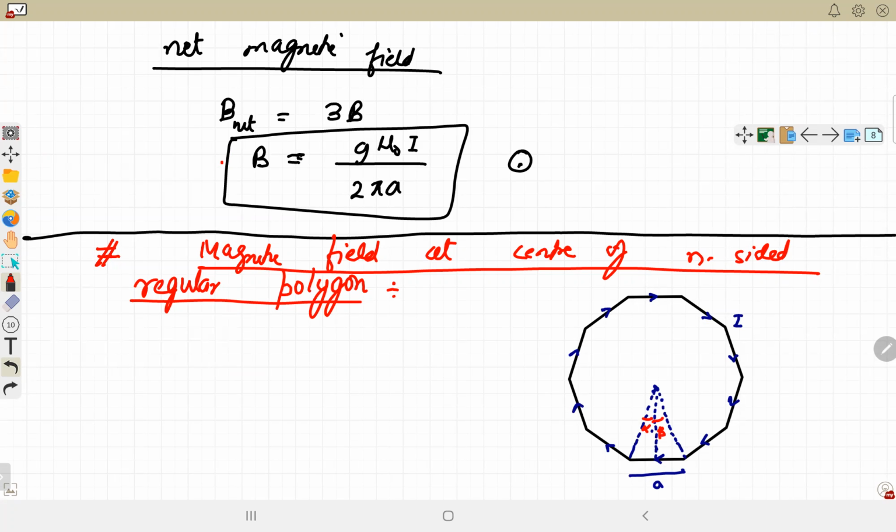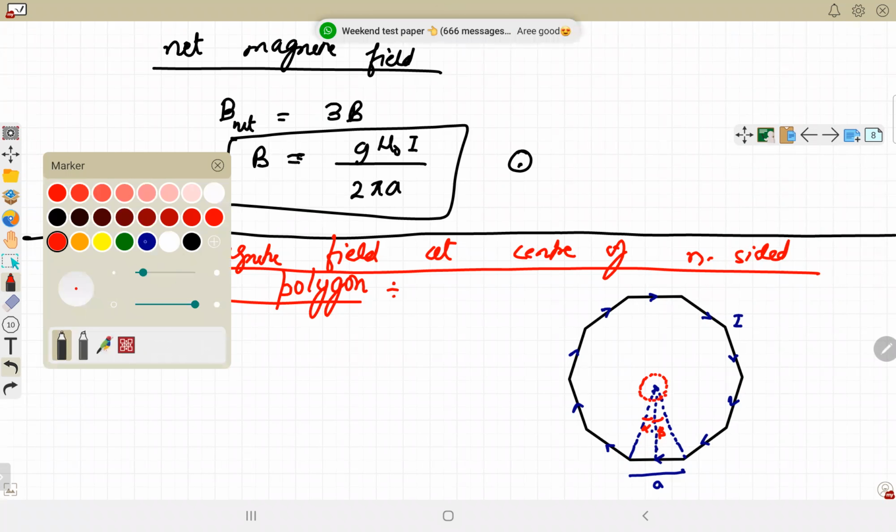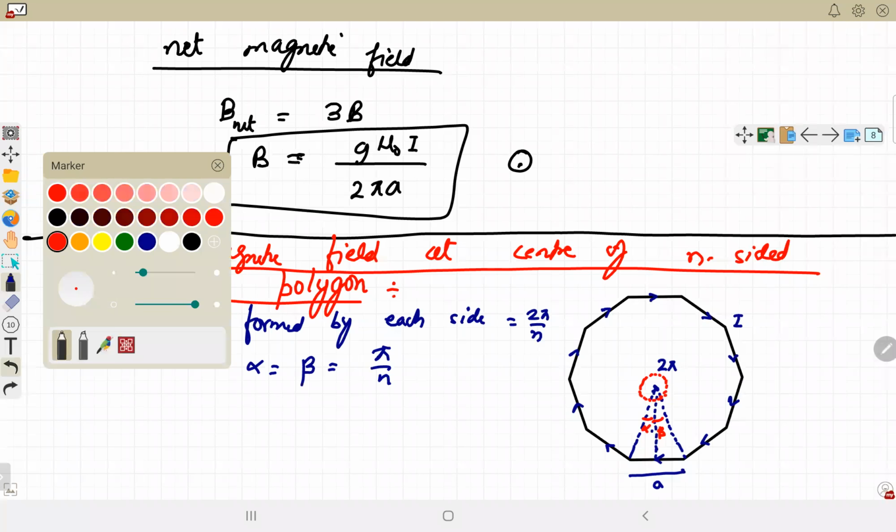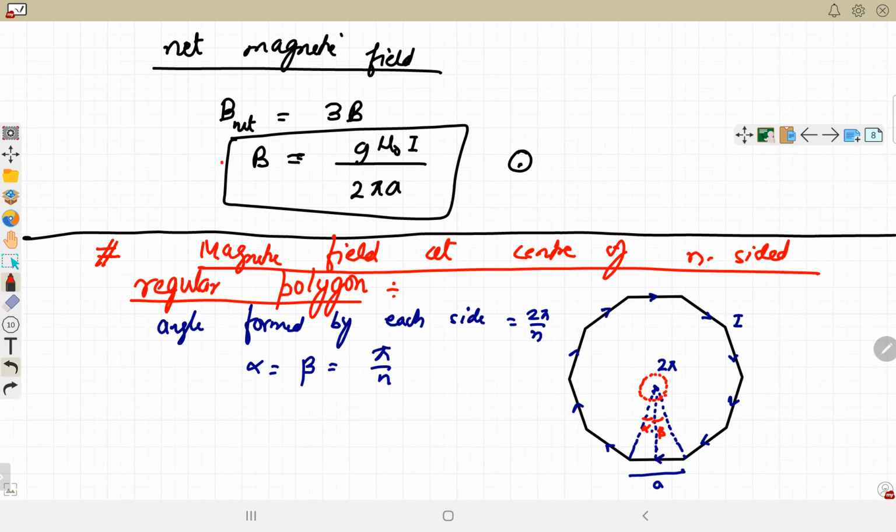What will be angle alpha and beta? Total angle at the center is 2 pi. Since there are n sides, the total angle formed by each side is 2 pi by n, and it is divided equally into two parts. So alpha and beta both will be pi by n.